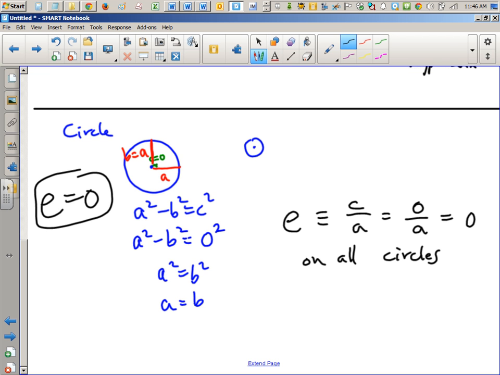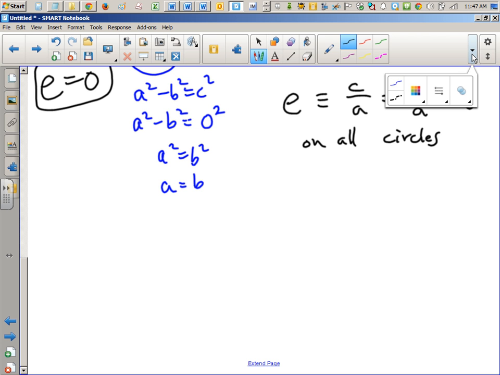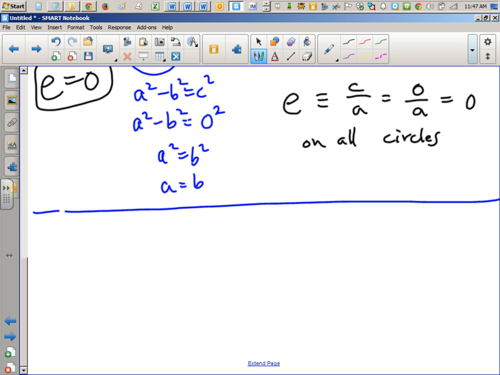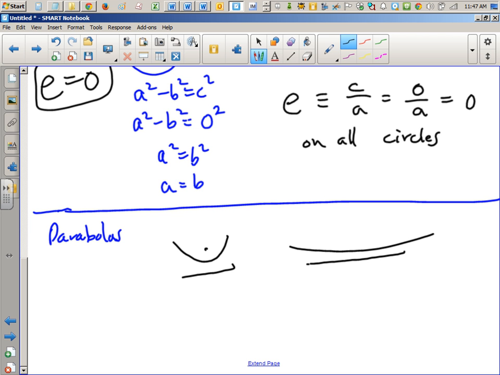The last case is the hardest to explain and understand, the parabola. Always had trouble explaining this one. I'll do my best. Let's talk about parabolas. Here's a parabola. By the way, the closer that a focus is to the vertex, or you could say if you bring the focus and directrix closer together, you'll see that the parabola responds by flattening itself.